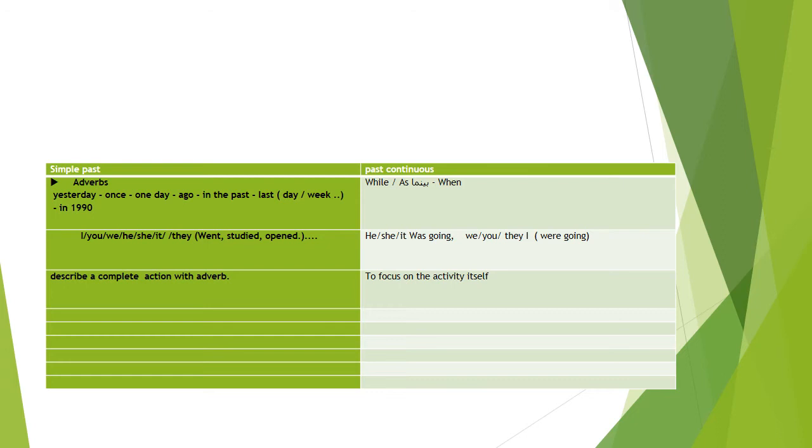The past continuous. We use the following adverbs: while, as, and when. The form of the past continuous: he, she, it, plus was, plus verb ing, or we, you, they, I, plus were, plus verb ing, to focus on the activity itself.